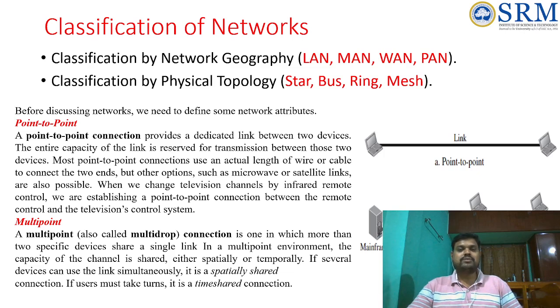Physical arrangement. So geographical location, based on the geographical location, we have a different set of network types like local area network, metropolitan area network, wide area network, and personal area network. Based on physical arrangements, we have star topology, bus topology, ring topology, and mesh topology. So before discussing the types of networks, we should know what is meant by point-to-point connection and multi-point connection.